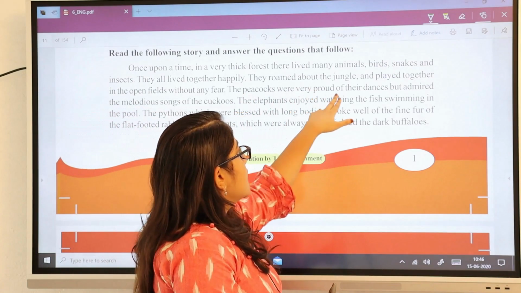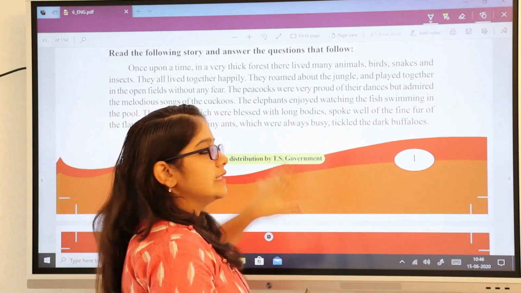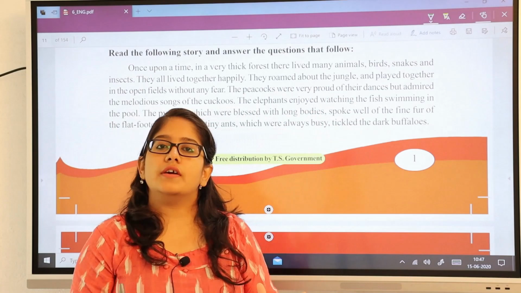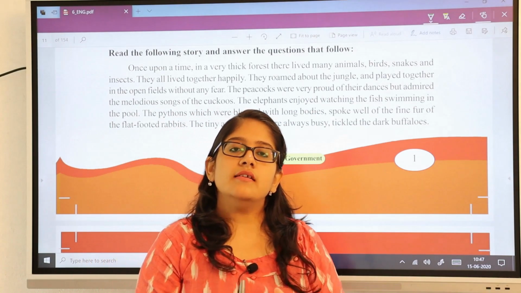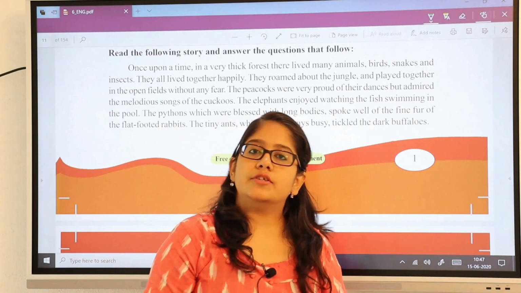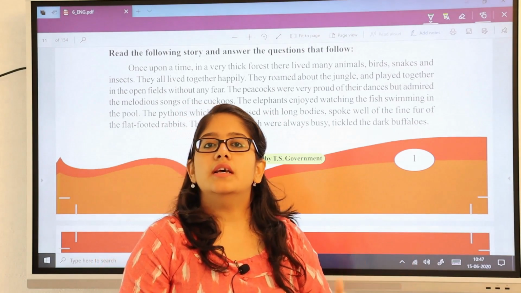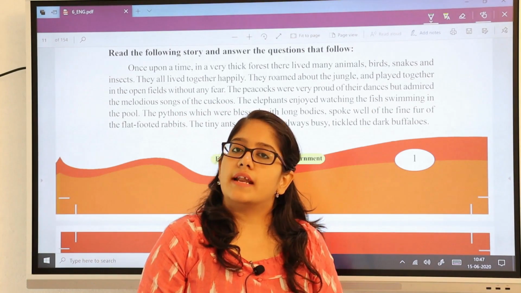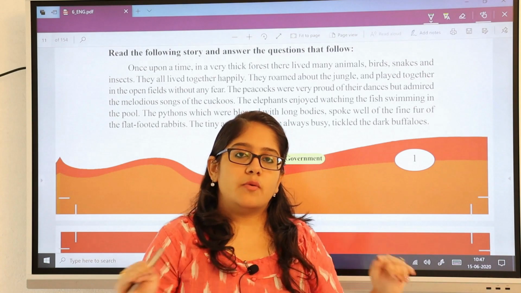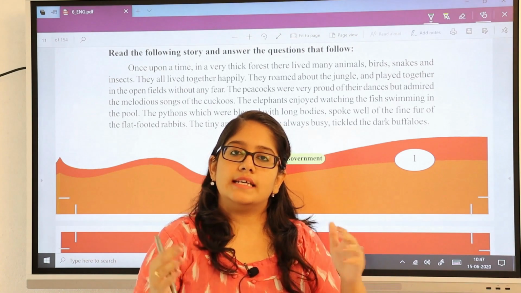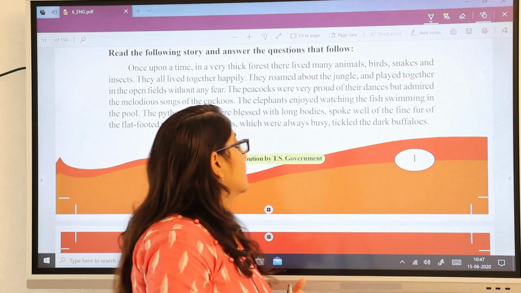They roamed about the jungle and played together in open fields without any fear. So there was no fear, there was no violence in the jungle. They all played together. There was no discrimination, no difference between larger animals and smaller animals. There was equality and they all enjoyed each other's presence.